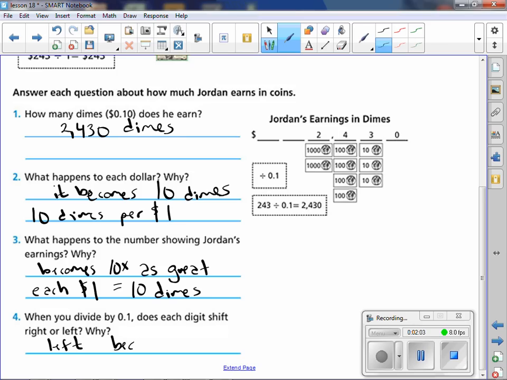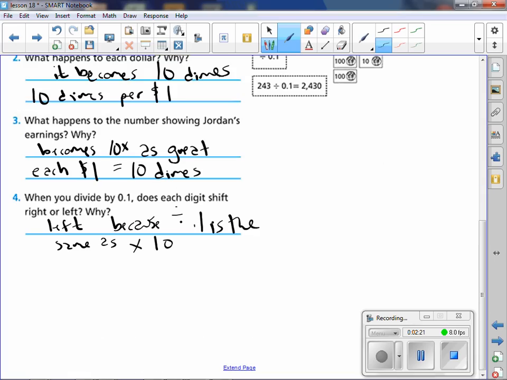because dividing by a tenth is the same as multiplying by 10. Okay, so think about that when you're dividing by 10. I'm missing one question. It says how many places does each digit shift? You're going to say 1. 1 place shift.